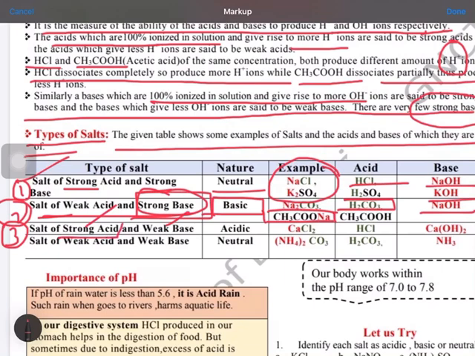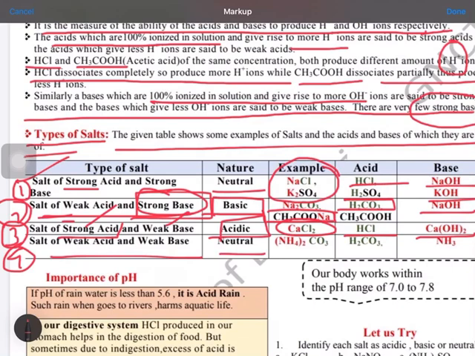Third case is strong acid and weak base. Now here we are having the strong acid, so the nature will be acidic. Calcium chloride, HCl is the strong acid we are taking, and calcium hydroxide is a weak base we are taking. So the salt which is formed will be acidic in nature. Fourth condition, when both the things are weak, we'll get neutral.